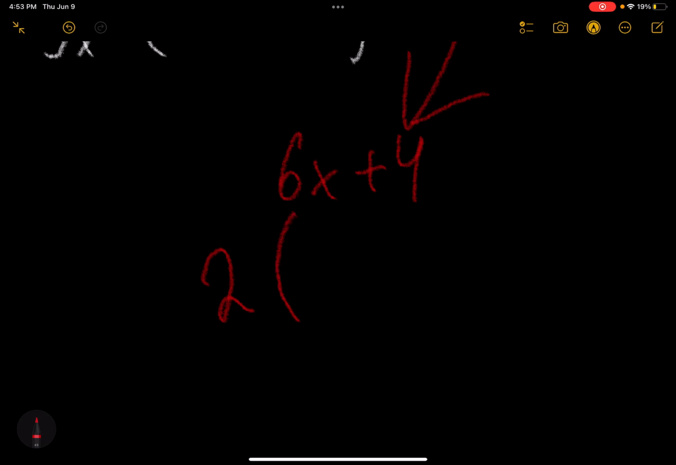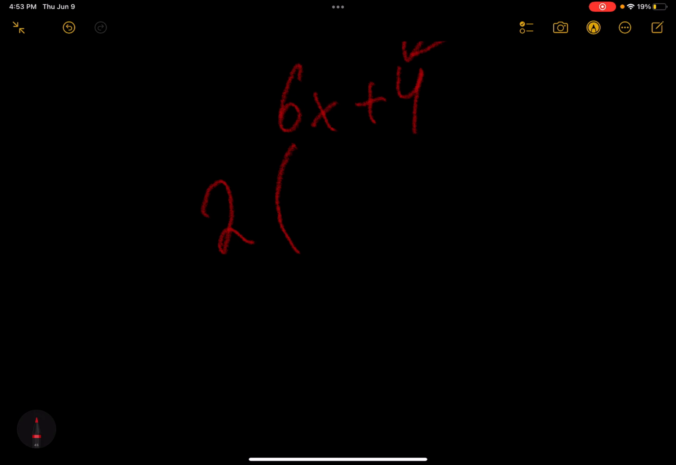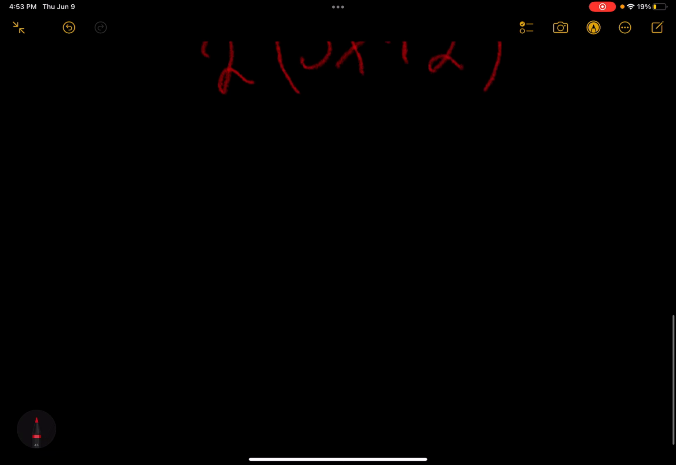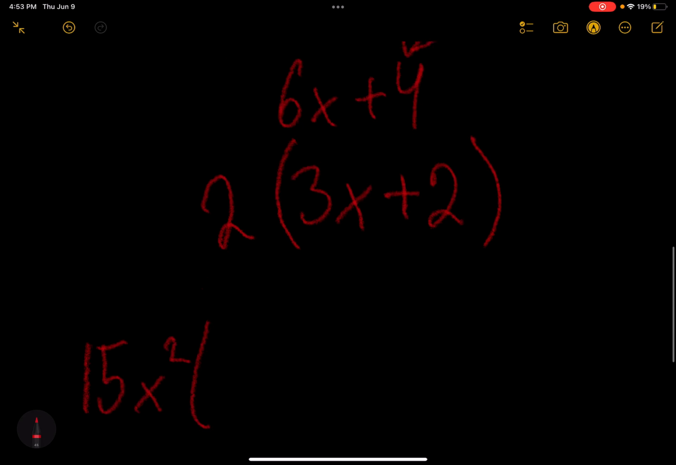So 2 times blank equals 6x. Knowing that 2 times 3 is 6, we can put 3. And 2 times 3x is actually 6x, so we can just add x. Plus, 2 times 2 is 4, obvious. Now we can put this together as 15x squared parentheses.